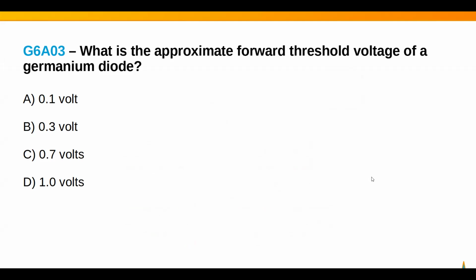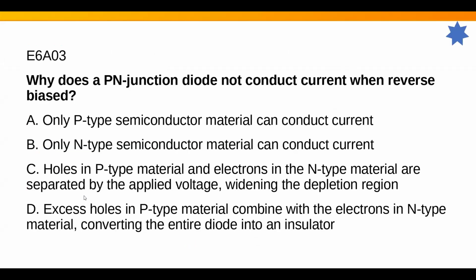What's the approximate forward threshold voltage or barrier voltage of a germanium diode? What's the approximate forward threshold voltage of a silicon junction diode? How does a PN junction diode not conduct current when reverse biased? Why does it not conduct when reverse biased?